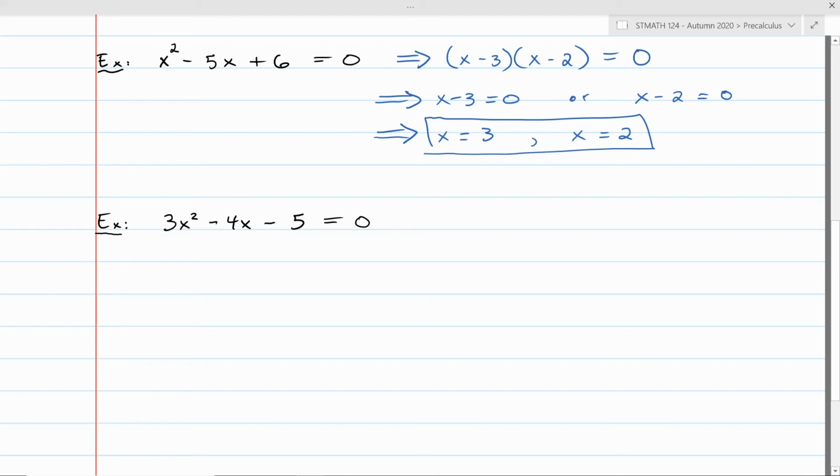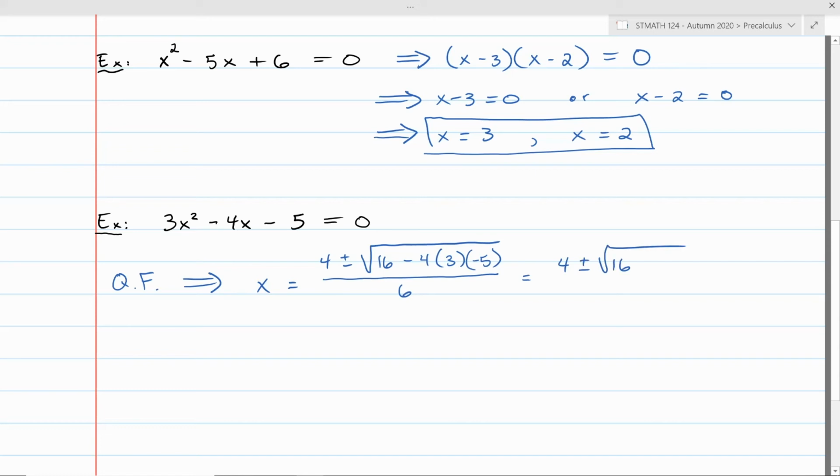So on this one, using the quadratic formula, you're going to get x equals, so you do negative b, so that would be positive 4, plus or minus the square root of b squared, so that's 16, minus 4 times the a term, which is 3, times the c term, which is negative 5, all divided by 2 times the a term, so that's 2 times 3 is 6. So you get 4 plus and minus the square root of 16, looks like plus 60 over 6, and we can simplify this a bit. So 4 plus and minus square root of 76 over 6.